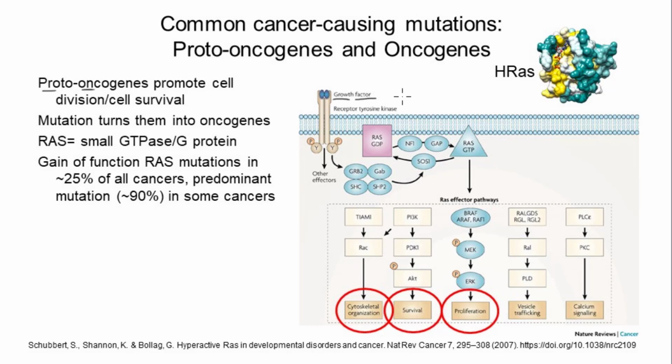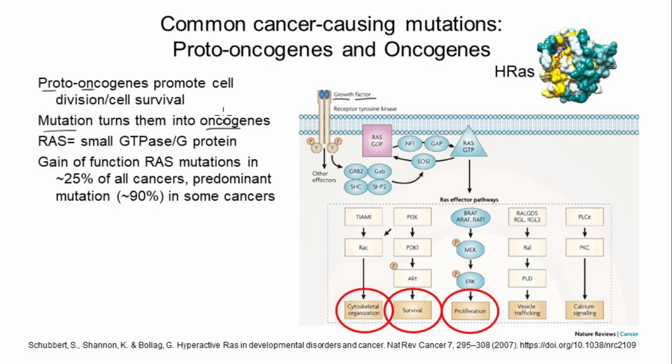The prefix proto means first or earliest form, so the original unmutated version of this type of gene we call a proto-oncogene. The prefix onco means tumor, or more broadly, cancer. So an oncogene is a gene that promotes cancer, but it only does so if a mutation causes it to misbehave, converting the normal proto-oncogene into a cancer-causing oncogene.